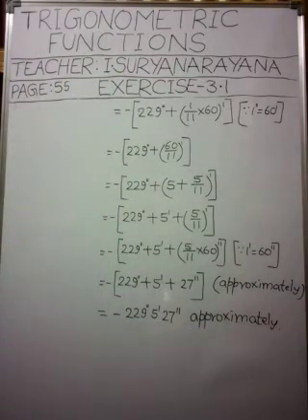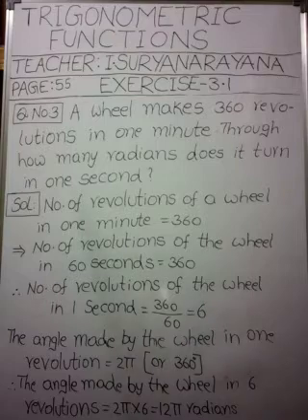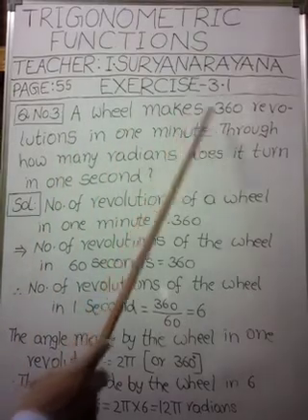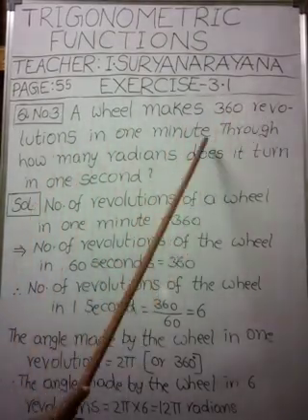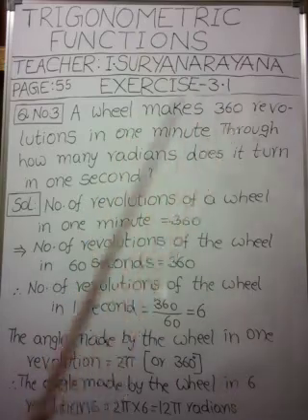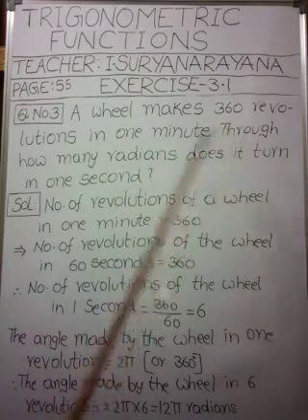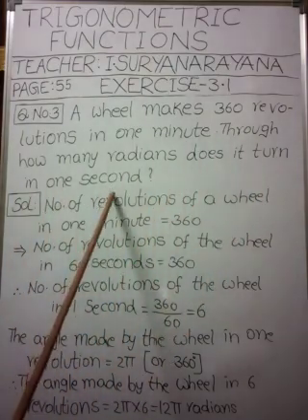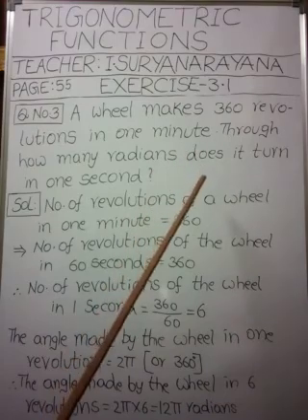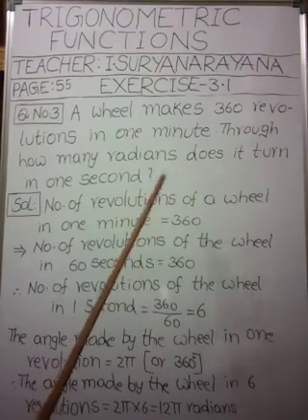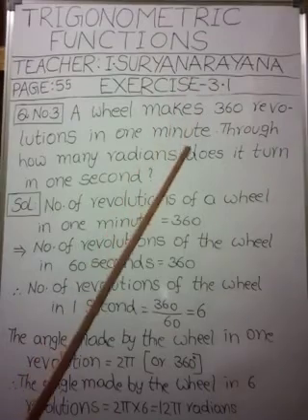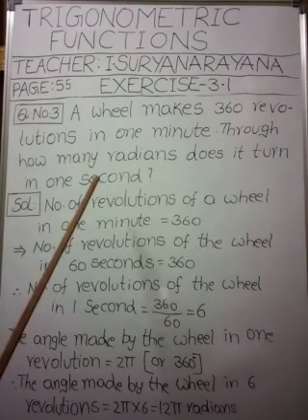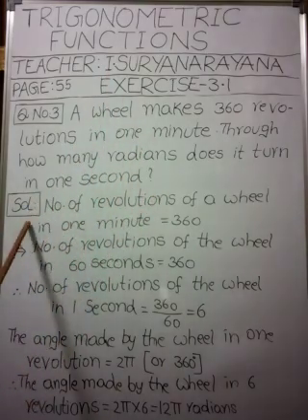Understood, my children? Right. Now come to question number 3. A wheel makes 360 revolutions in 1 minute. Through how many radians does it turn in 1 second? Understood the question, my dear children? We have to find the angle made by the wheel in 1 second in radian measure. Understood the question? Right. Come to the solution part.